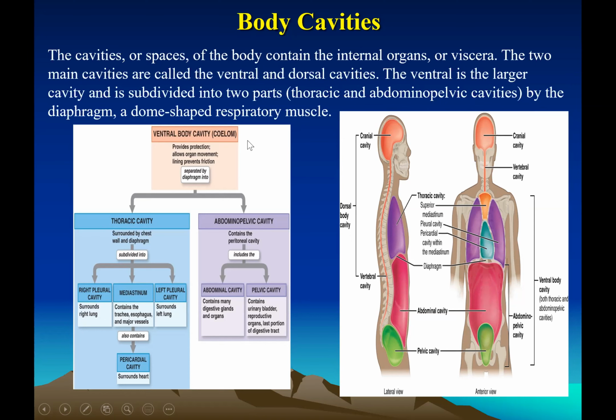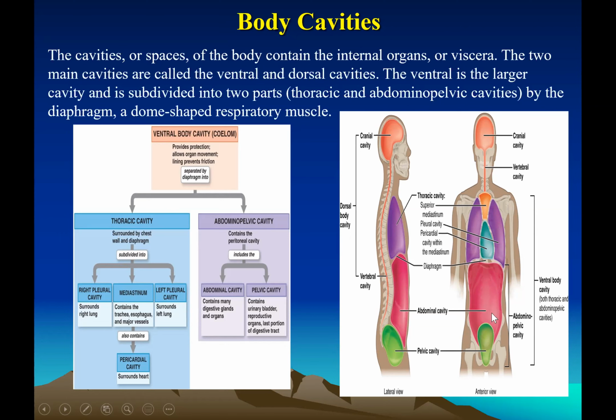In this flow chart, you can see how the different body cavities are classified. For the ventral or anterior body cavity, we have the thoracic cavity and the abdominopelvic cavity. In the thoracic cavity, we have the right pleural cavity, the left pleural cavity, and the mediastinum. These will have the right lung and the left lung, and in the mediastinum there'll be the trachea and esophagus, and also the heart, in the pericardial cavity.